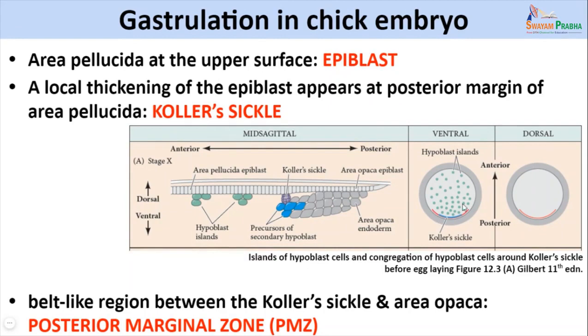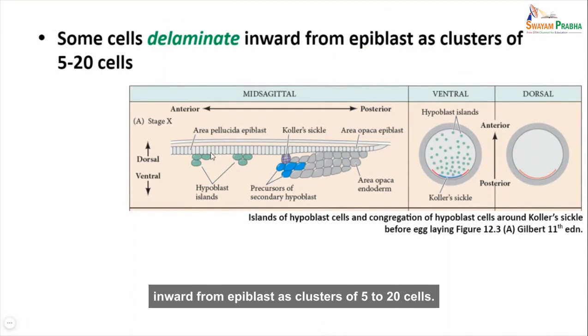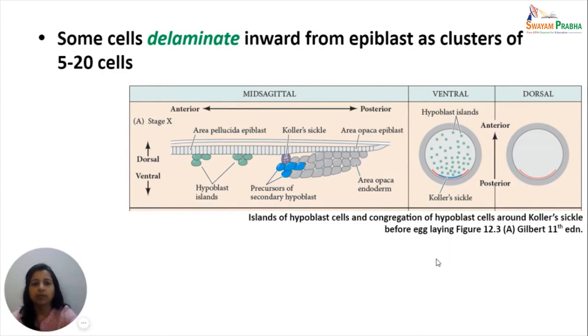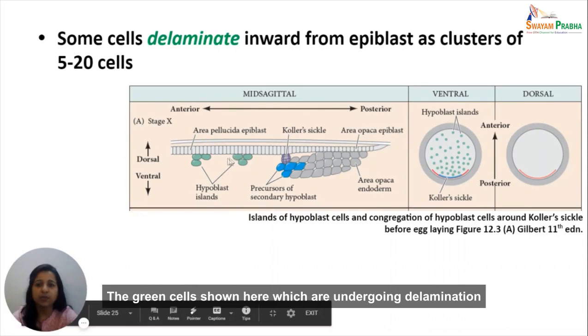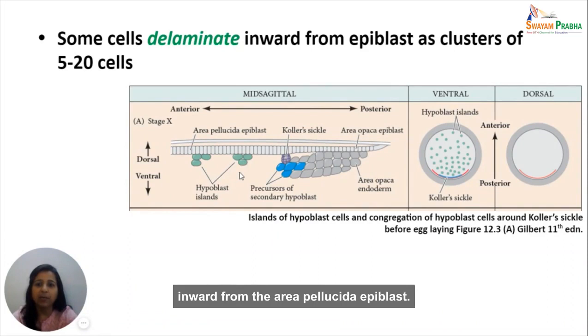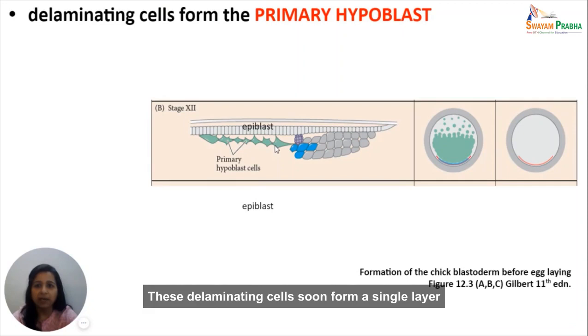Now, some cells start delaminating inward from epiblast as clusters of 5 to 20 cells. The green cells shown here are undergoing delamination inward from the area pellucida epiblast. These delaminating cells soon form a single layer, which is called the primary hypoblast.